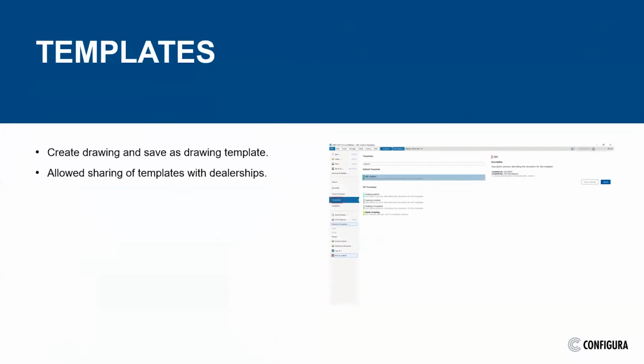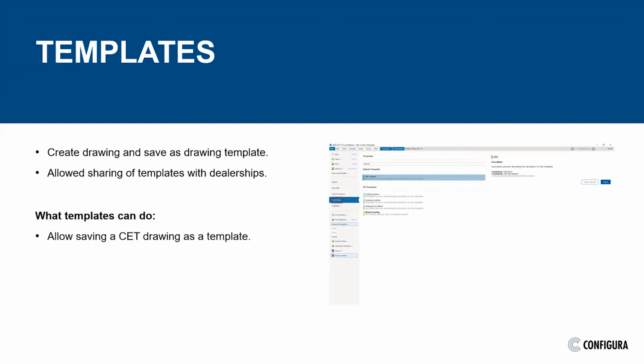In CT 13.5, we introduced templates. So now you can create a drawing and save it as a drawing template. This will allow customers to share CT drawing templates, especially with their dealership, and to implement a company-wide drawing standard, if that's needed. So you can incorporate desirable reusable files, for example, article views, paper, title blocks, custom categories, visibility settings, etc. in your templates.